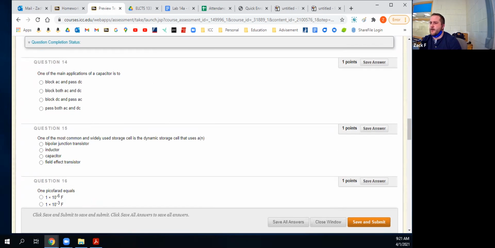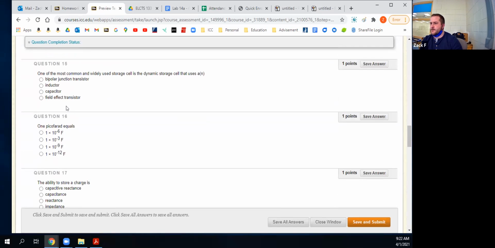Okay, what's one of the main applications of a capacitor? Right. Because once you get up to a certain voltage, that's all it can take, right? And in the reverse polarity, a capacitor isn't going to work. No, I had it backwards. One of the most common and widely used storage cells is the dynamic storage cell that uses a capacitor.